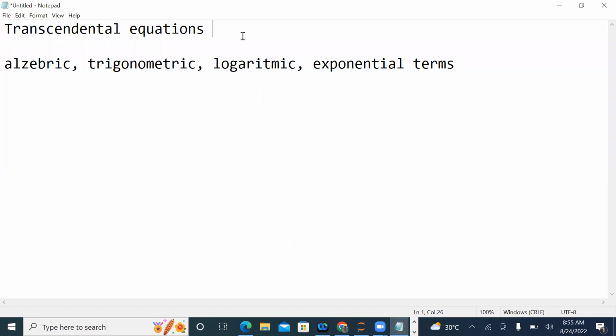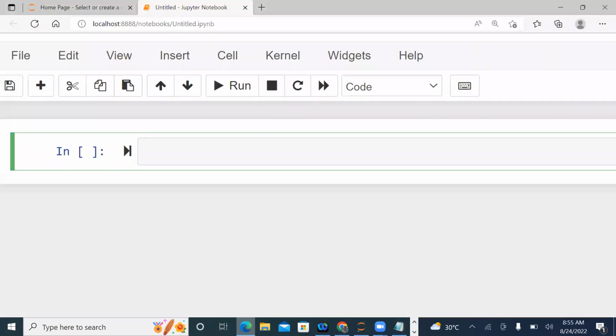Such equations, which are otherwise difficult to solve, can be solved using our numerical methods. We come across such equations in engineering in many subjects, especially in machine design, theory of machines, and strength of materials, where the root of such equations is to be found. Now, let us proceed with the programming.